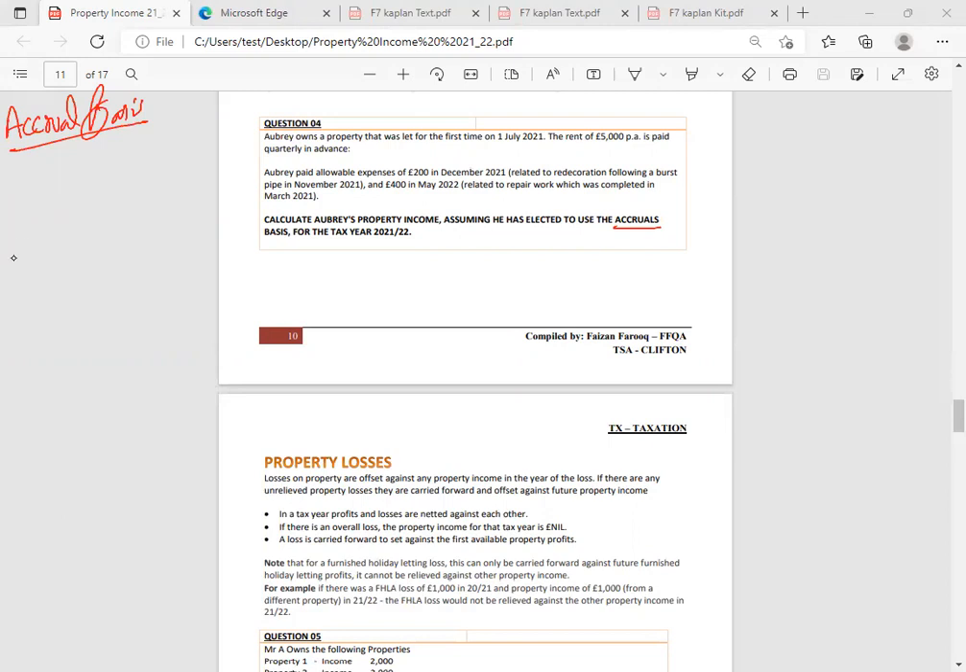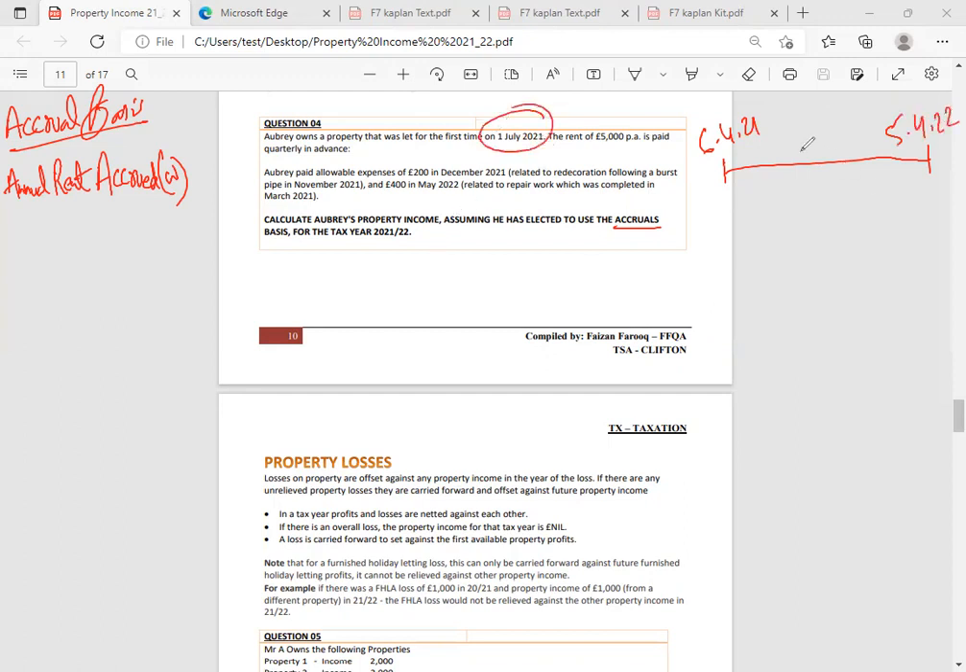Did they mention accrual basis? Yes, they did. Okay, so how to do accrual basis? So annual rent. Here we will not write received. Here we will write accrued, and we will do a small working. This is my tax year. It starts from 6th April 21 and is going to end on 5th April 22. Sorry, I wrote the wrong date.